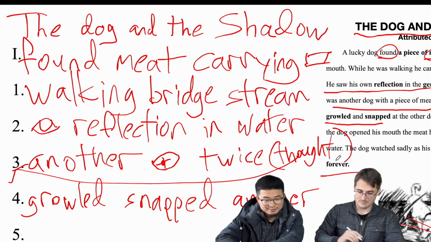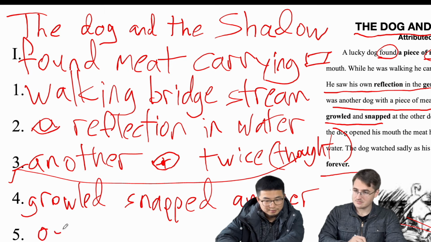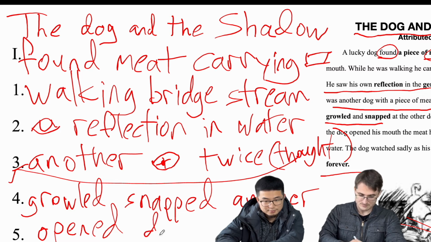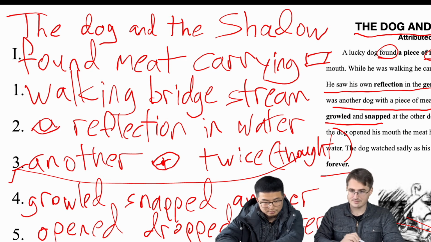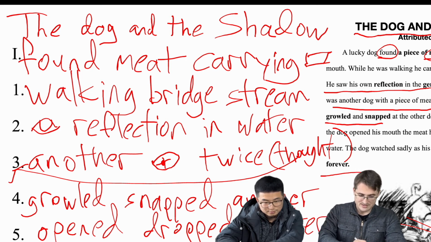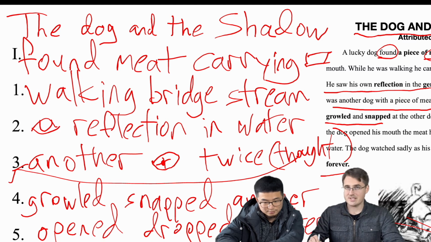Okay, Rebecca. Opened. Dropped and water. Dropped in water. We have one more sentence, so we just write number 6. And the dog watched sadly as his dinner floated away and was gone forever.